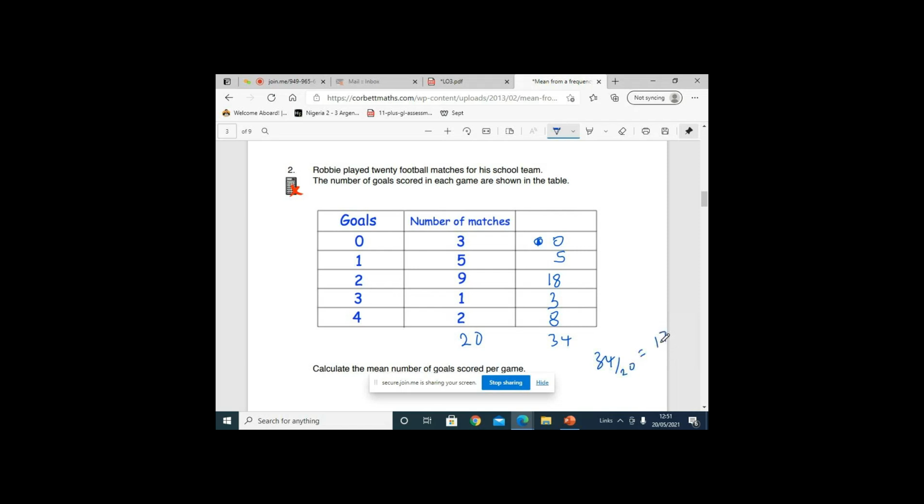When you have it in tables together, that's actually the mean.